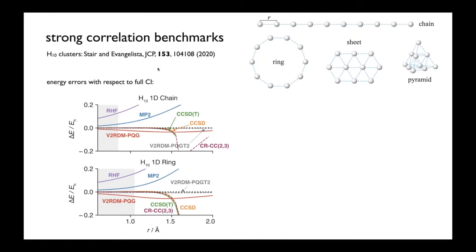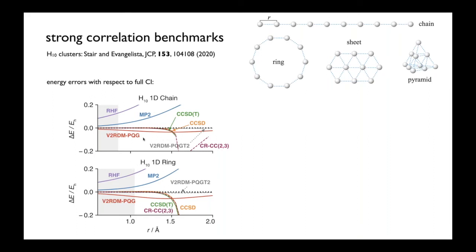From their work, they investigated energy errors with respect to full CI calculations in a minimal basis set, and find not surprising results for Hartree-Fock. The answer is terrible. The MP2 answer is terrible. Even coupled cluster: the coupled cluster equations stop converging at some point, and even with completely renormalized coupled cluster theory, you get completely wacky results out at dissociation. And this is for the 1D chain. It's a very similar story for the 1D ring.